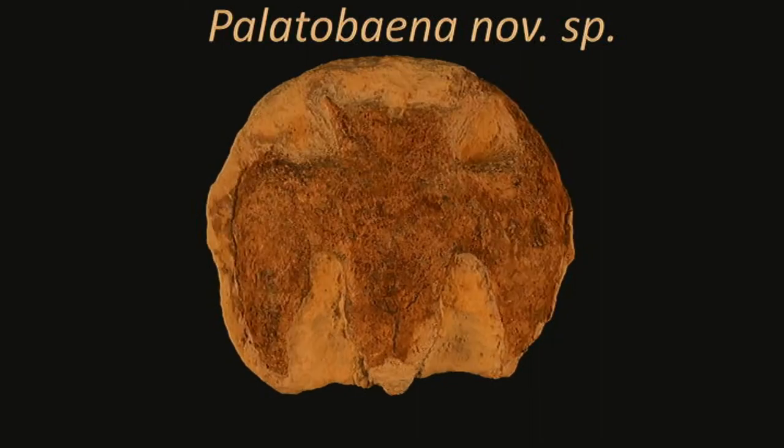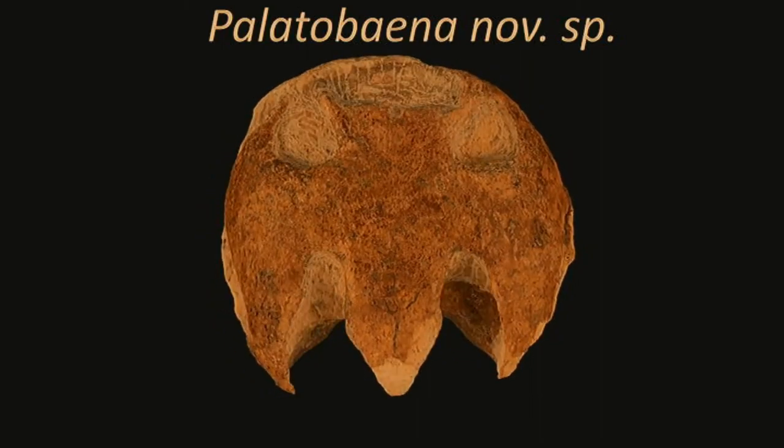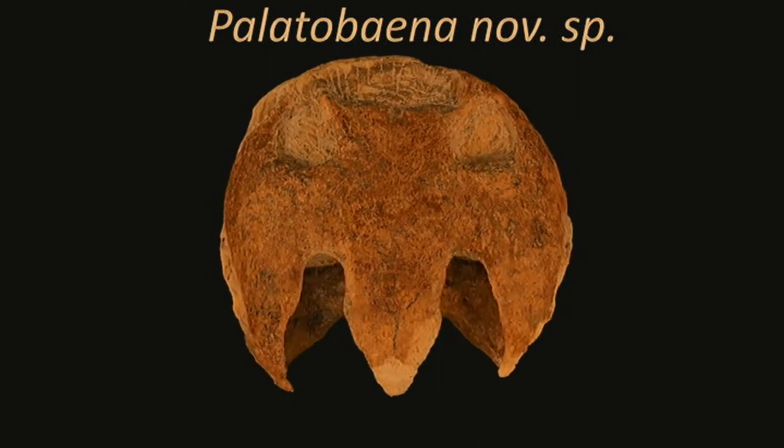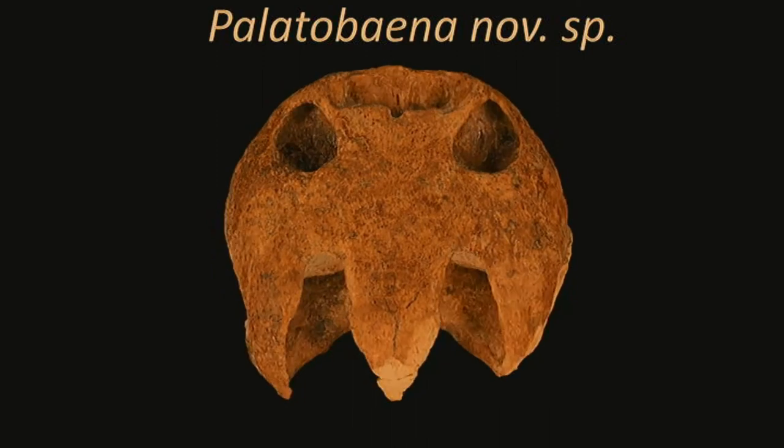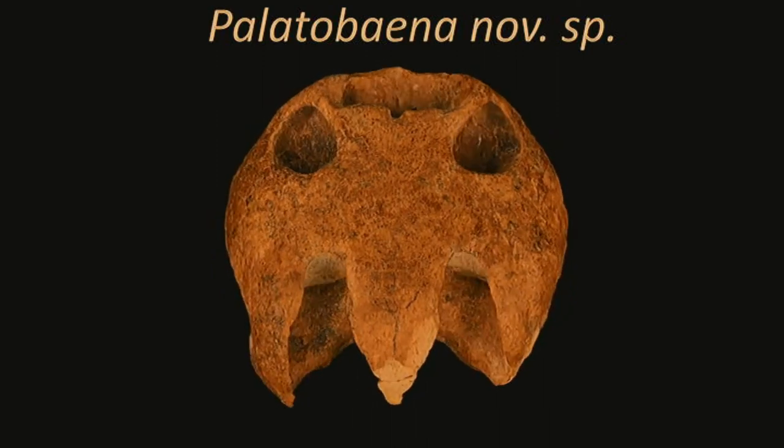Here's another specimen, one of my favorite types of turtle. This is an animal called Palatobana, which I think kind of looks like a little Darth Vader, you know, the little rounded skull. But this is a new species of turtle, and another paper that Ian and I just published maybe a week or two ago.